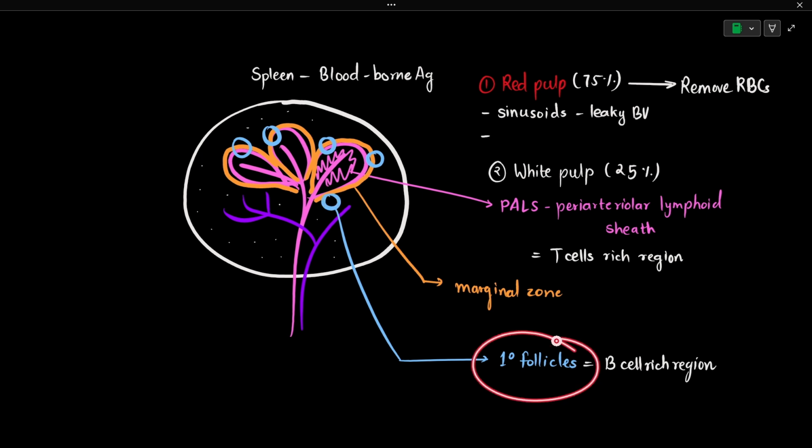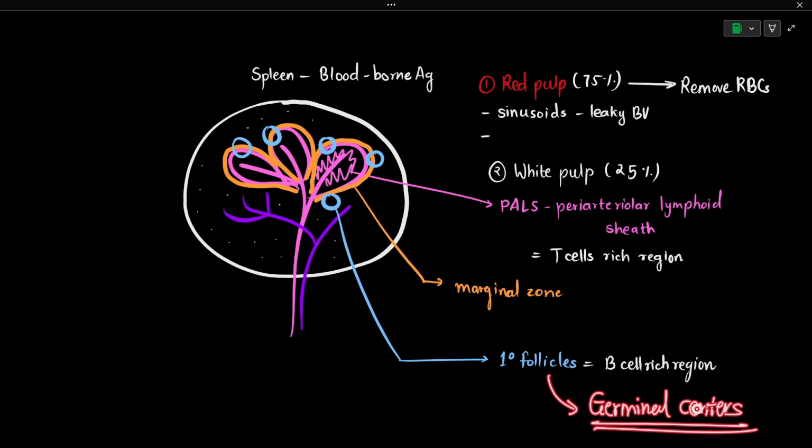When these primary follicles initiate the immune response, they get converted into structures that we refer to as germinal centers. These germinal centers are B cell rich structures where the B cells are getting activated and trapping the antigens. So the marginal zone is going to trap the blood-borne antigen and send it to the primary follicles so that germinal centers will be formed by these primary follicles. Okay, I hope the chronology is clear to you all.